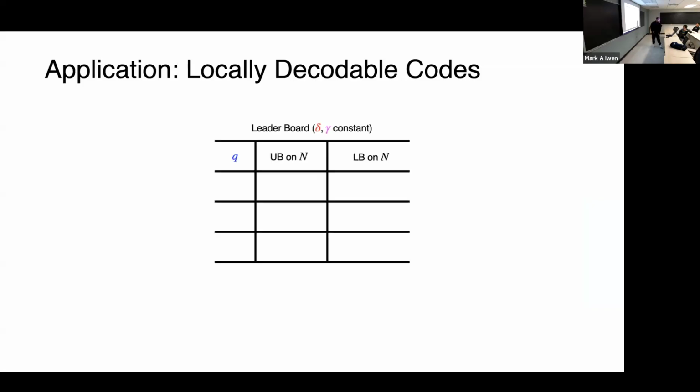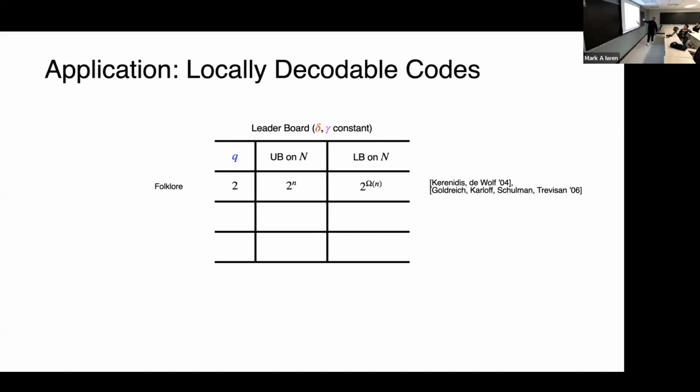So what do we know about these objects? Okay, so I'll quickly go through this leaderboard with you. For Q equals 2, we know a very natural construction based on Hadamard codes that lets you make capital N equal to 2 to the little n. It's a fun exercise to think about offline how to do that and why that works. And on the lower bound, these guys showed that that's effectively optimal. You cannot beat that.